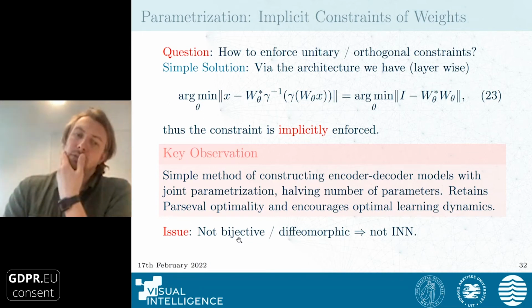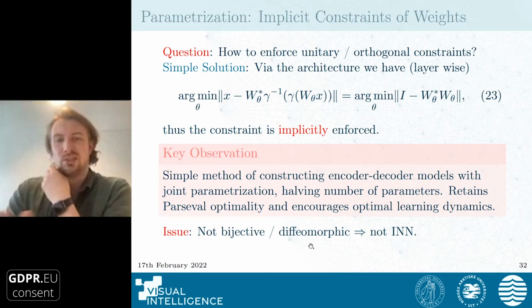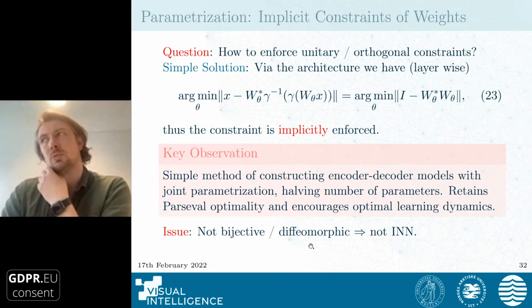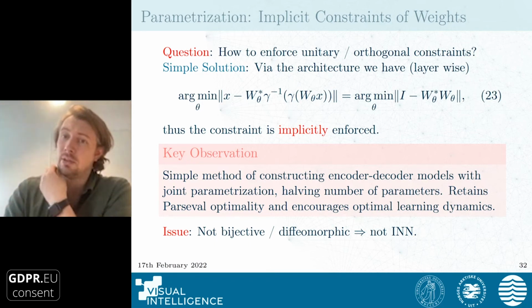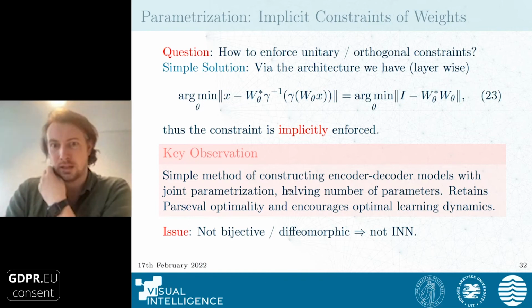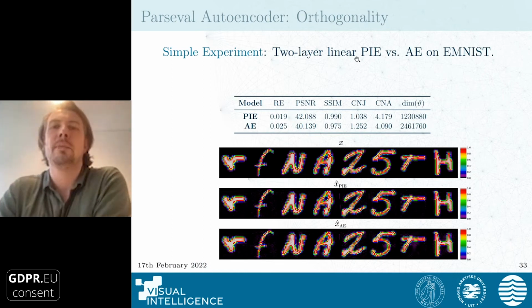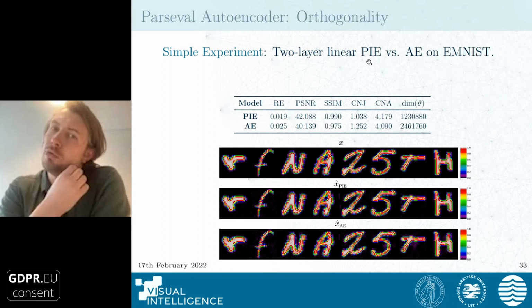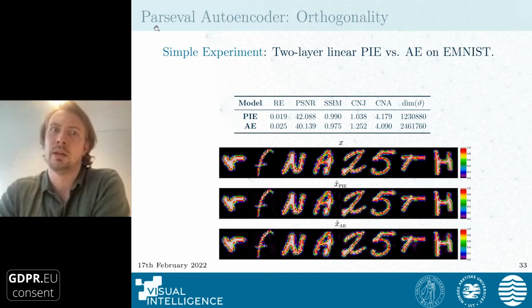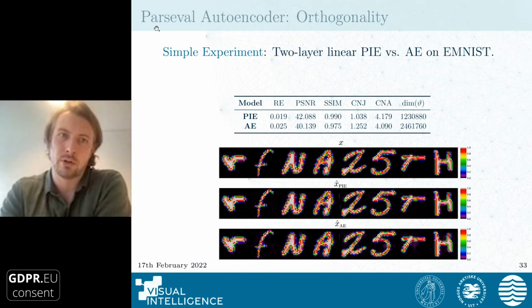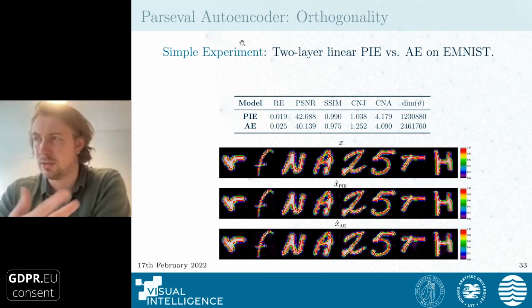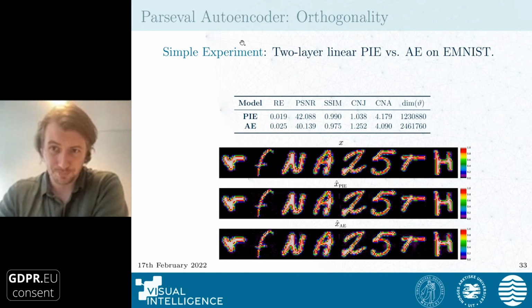So the issue is that this is not bijective or diffeomorphic, and it's not directly an invertible neural network. However, it doesn't mean that it's not usable. I mean, autoencoders have been around for a while for a reason. So in our thesis we call them pseudo-invertible encoders. In this talk, I've started calling them Parseval autoencoders because it makes a little bit more sense.